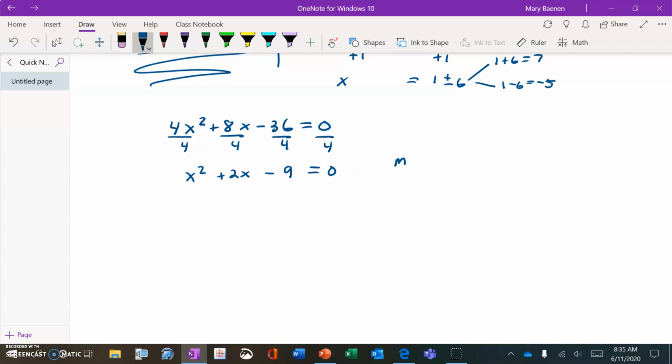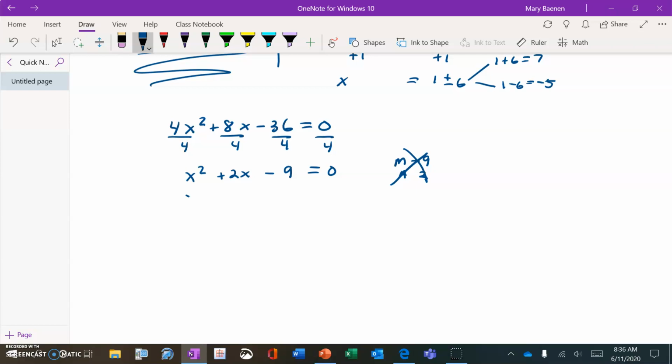If I try to have two numbers multiply to be a negative 9 and add up to be 2, I can't find those numbers. There are no numbers that multiply to be a negative 9 that add up to be a positive 2. So multiply and add does not work, but completing the square will work.